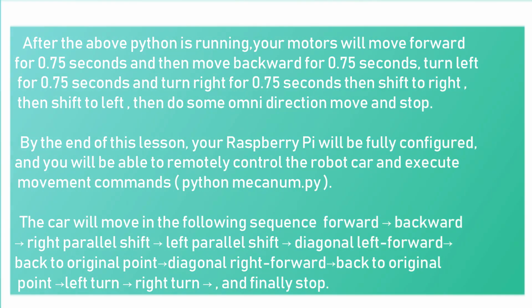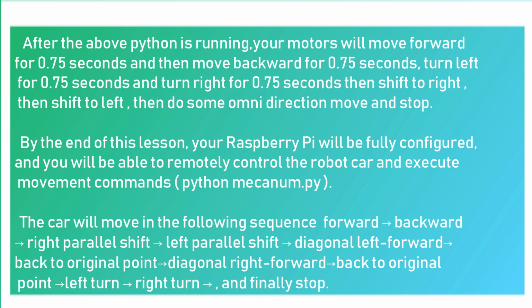After the above Python is running, your motors will move forward for 0.75 seconds and then move backward for 0.75 seconds. Turn left for 0.75 seconds and turn right for 0.75 seconds, then shift to the right, then shift to the left, then do some omnidirectional moves and stop.